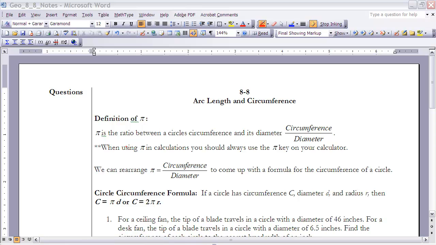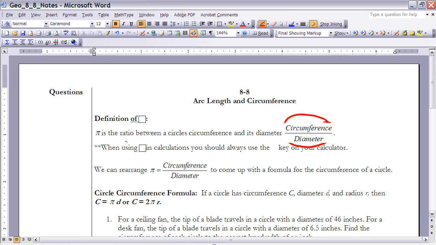Pi is a number that you've worked with before, and remember it is a number. That number represents a ratio, and the ratio that it represents is the circumference compared to the diameter of any circle. So pi represents the circumference divided by the diameter. For any circle, if I take the circumference and divide it by the diameter, it will be equal to a number close to 3.14. But it is a number.